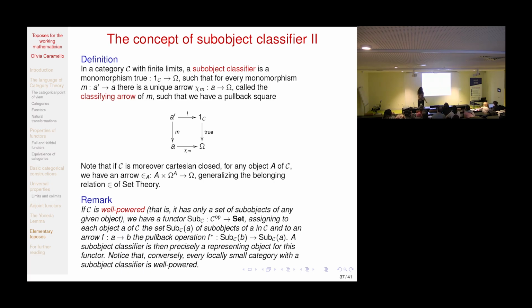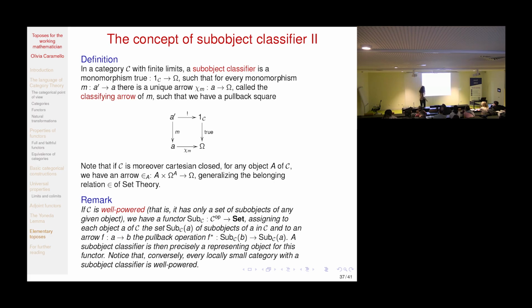And so the arrow corresponding to a given subobject is called the classifying arrow of the subobject. In fact, subobject classifiers can also be interpreted in terms of representable functors, as the objects that represent the functor of subobjects in the given category.